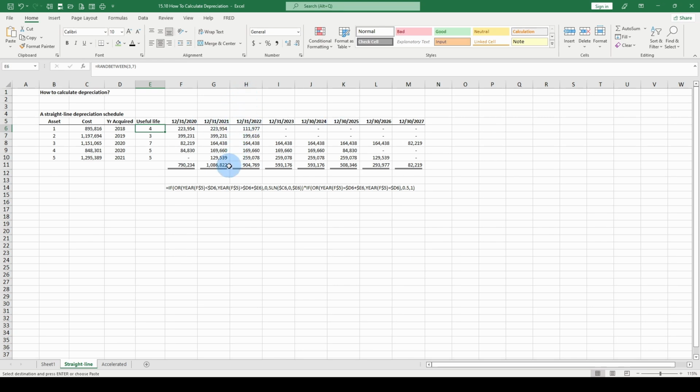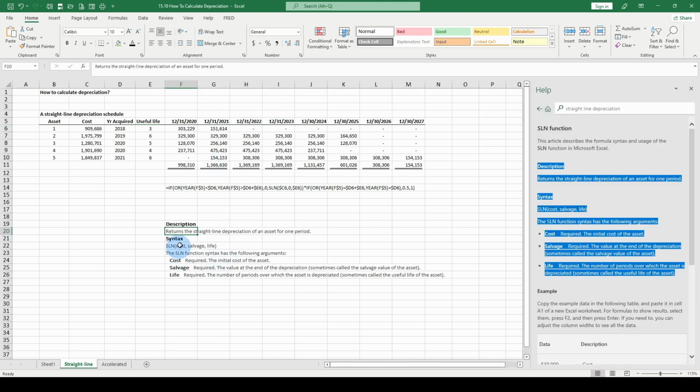That's pretty much it. There's really nothing spectacular or difficult. It's just determining the start dates, the months, and then ultimately the end dates. Straight line returns the straight line depreciation of an asset for one period. Its syntax is SLN.